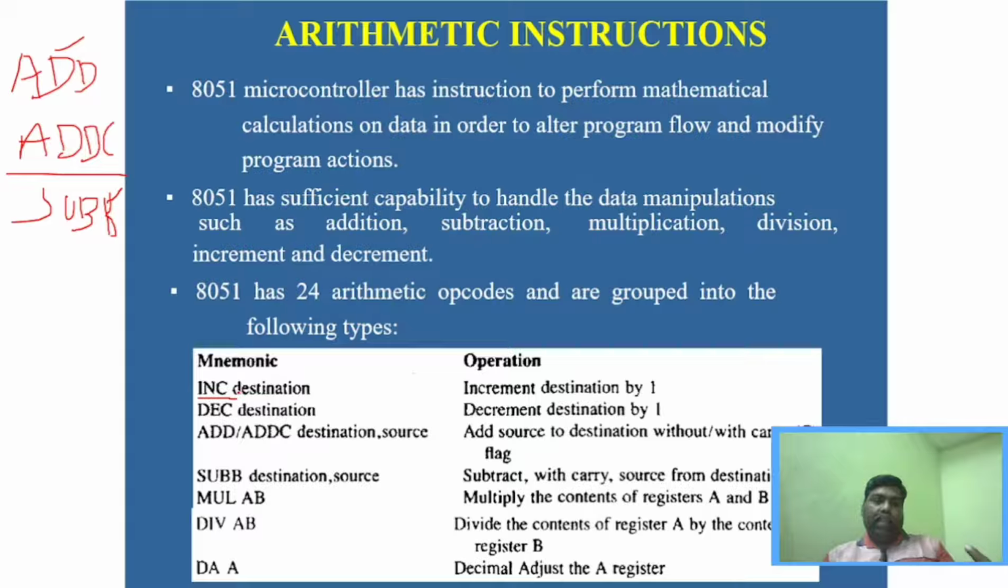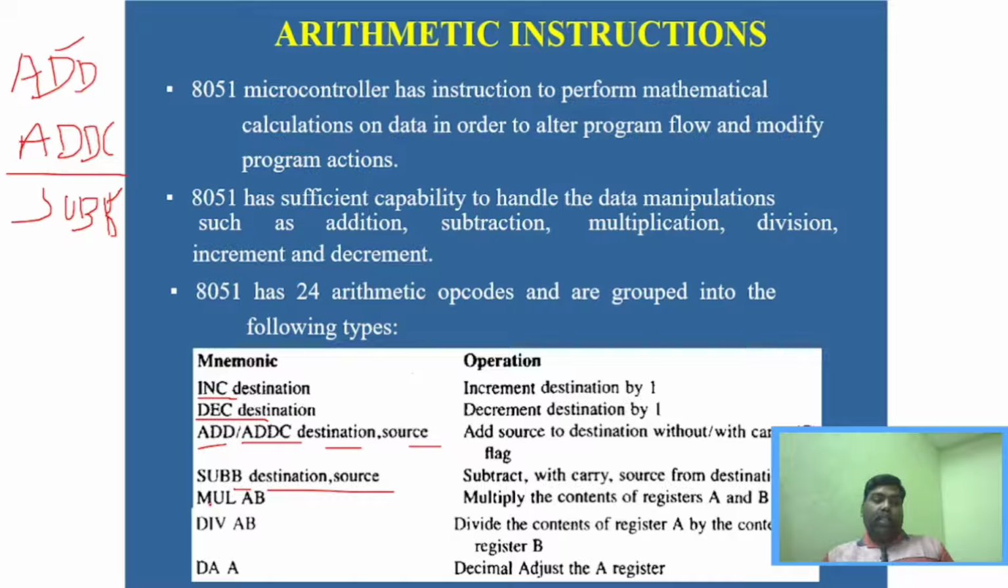So coming back here, this is nothing but increment the destination. It will increment the destination by 1, and this instruction will decrement the destination by 1, right? And when it comes to ADD, it will just add the destination and source. And when it comes to ADDC, it will add the destination, source, and the carry flag, right? And similarly here, subtract destination, source. So here it also involves the carry flag, right? So the subtraction involves carry, source, and destination.